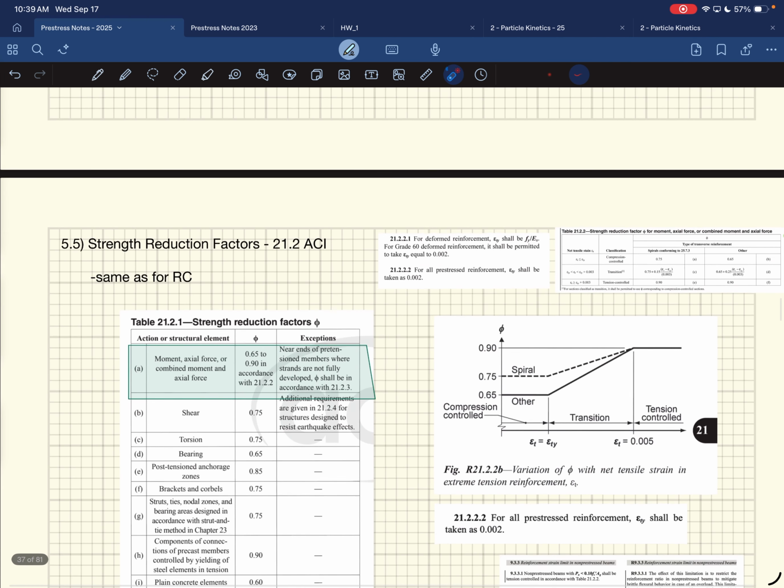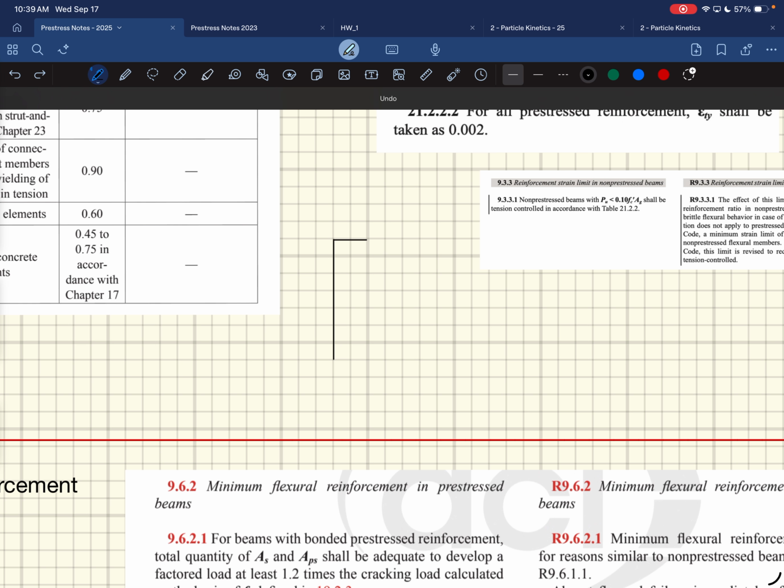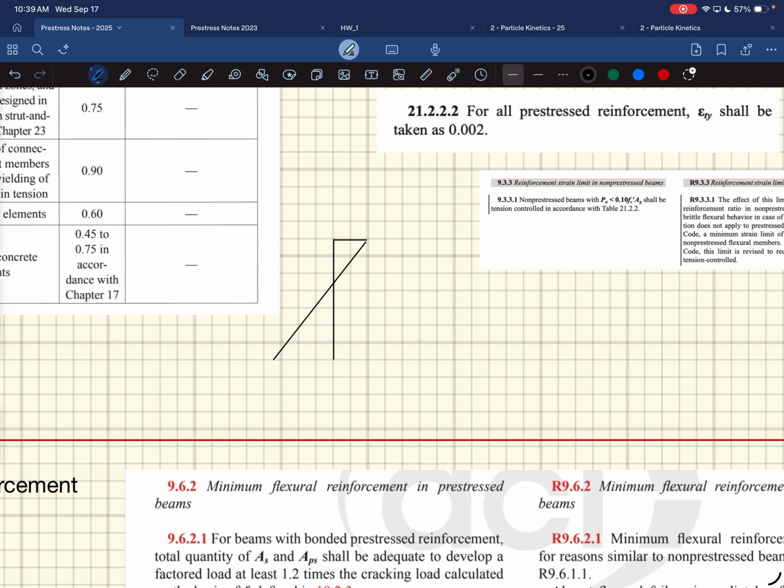We use this one, and you calculate it the same way you do for regular reinforced concrete, and it comes from this. Epsilon sub pu. This is what you see before failure.